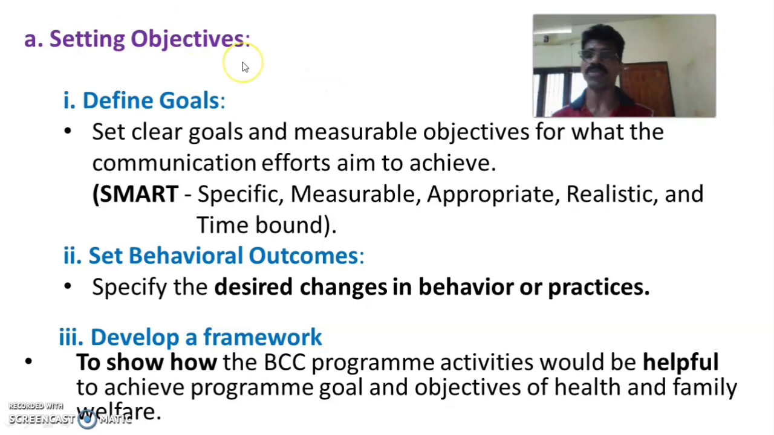First one is setting objectives. Setting objectives includes three steps: first, define goals; second, set behavioral outcome of the individual, family and community; and last, develop a framework to fulfill the objectives or goals of the BCC. So first one is define goals. Set clear-cut goals for the BCC program. So clear-cut goals and measurable objectives. The objective goal must be measurable, for what the communication efforts aim to achieve.